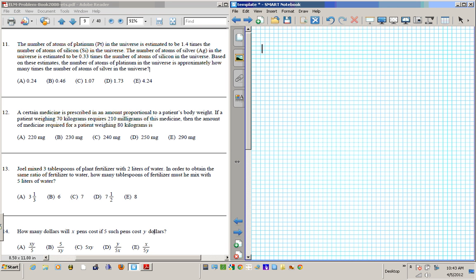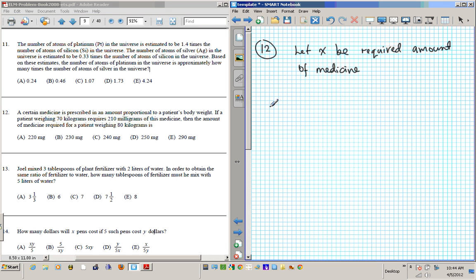So let's declare what I need. Let X be the required amount of medicine. Okay, that's what we're looking for, amount of medicine. Now, if you declare variables, it's easier for you to generate an equation and solve algebraically. Okay, so I'm going to set up a ratio.